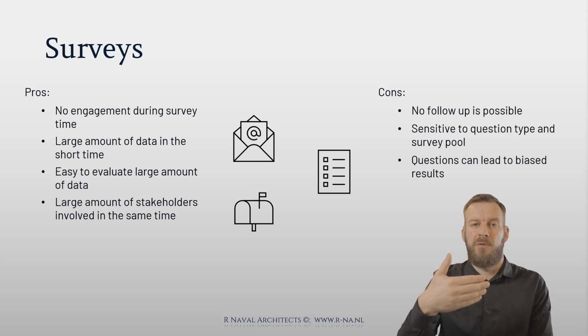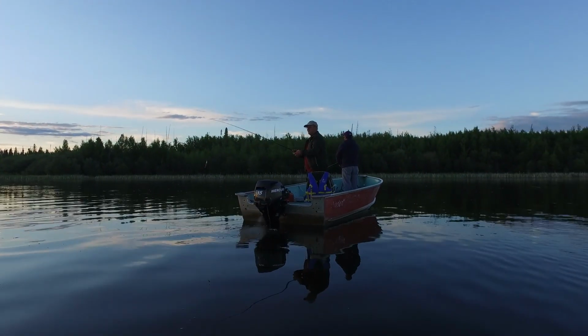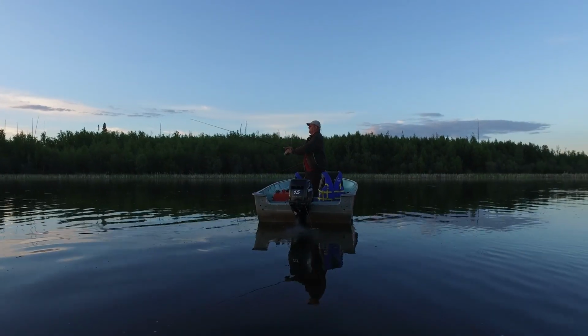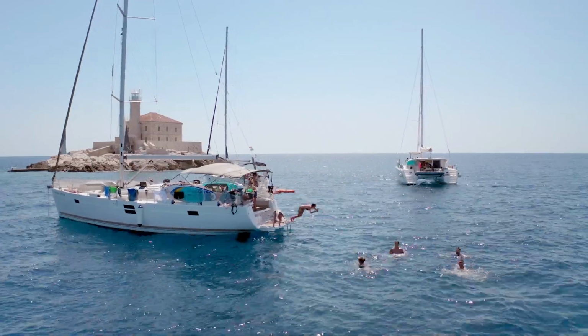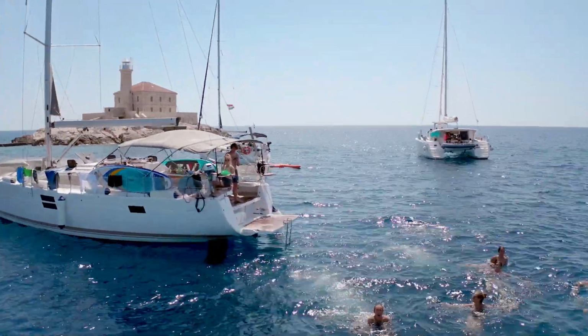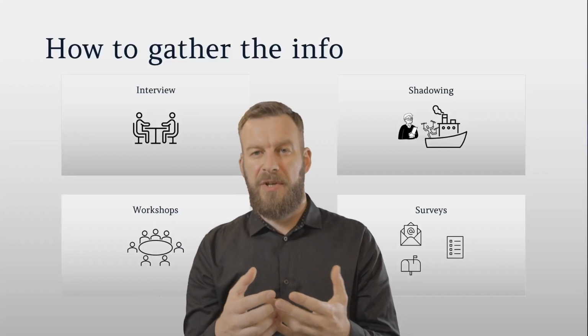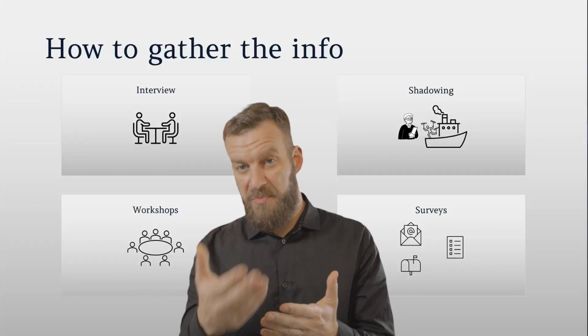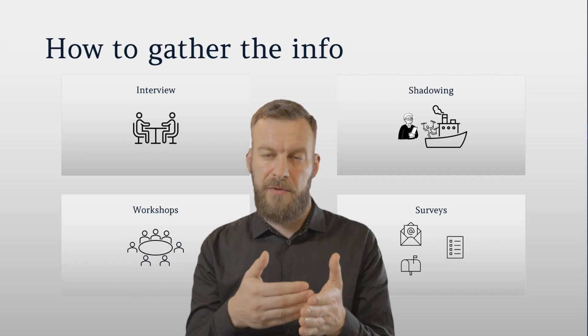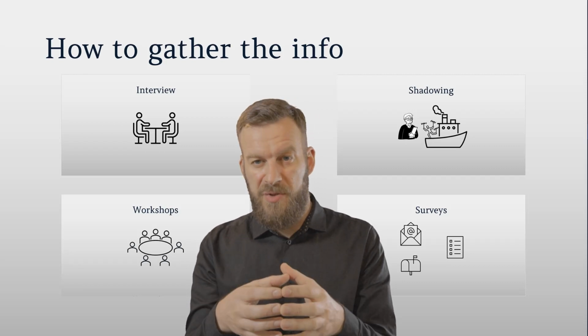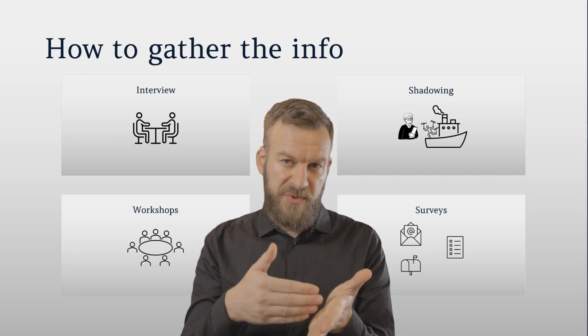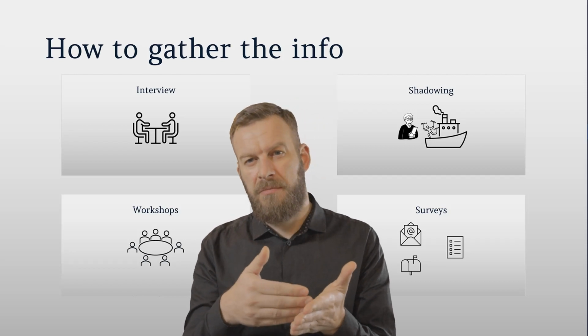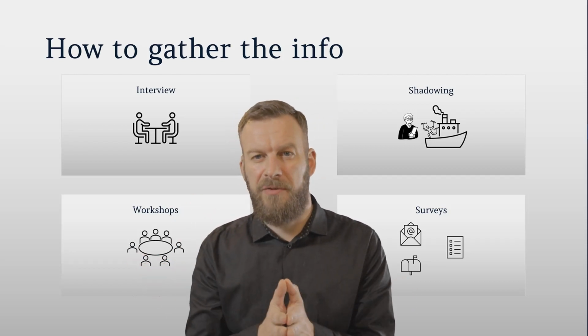So for instance, if you survey a pool of people that have fishing boats about sailboats, that data will not be very relevant. So be careful about that. These are four commonly used methods for gathering needs and constraints. The first two, interviews and shadowing, are very good for gathering needs and constraints for a very small group of people, while workshops are up to 10, I would say, and surveys are for a large number of stakeholders.